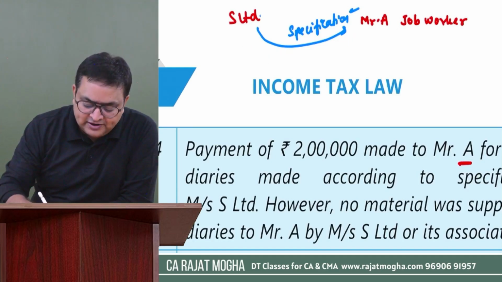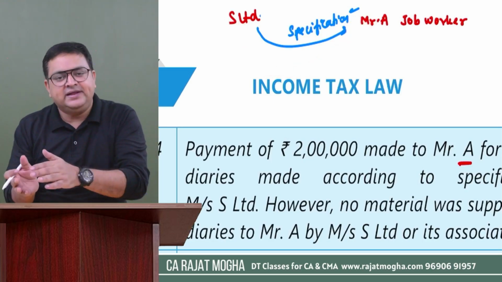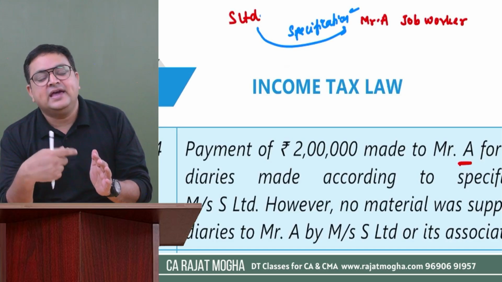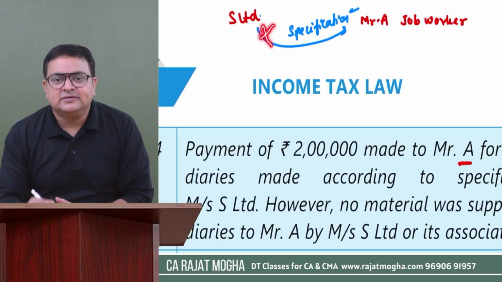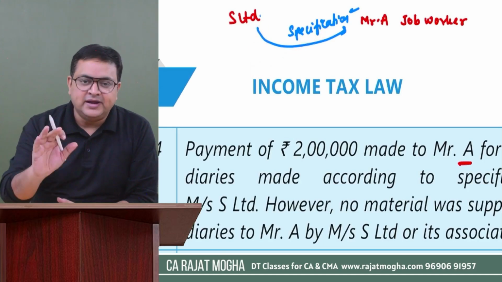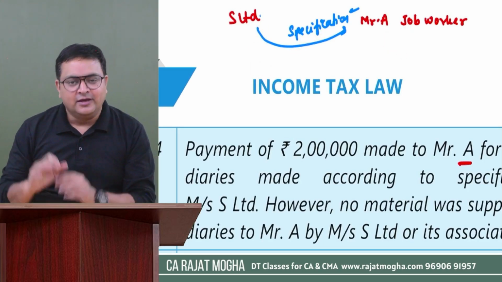So if you supply your raw material and get work done on such raw material, that will come under the definition of work, and hence 194C can apply. But if you do not supply the raw material, neither you nor your associates, it is a sale and purchase transaction. No TDS will apply.